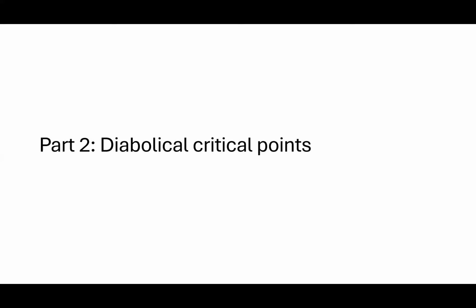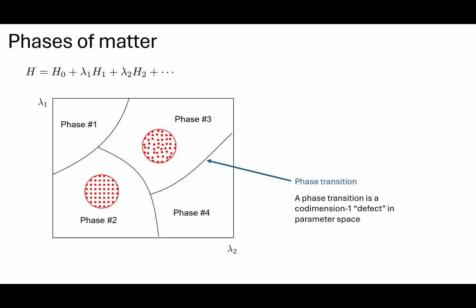Okay, let me talk about diabolical critical points, which was the title of the talk. First, I want to come back to this idea of phase transitions. What I've talked about so far is more like a higher codimension classification of the phases, because I haven't said much about the nature of the singularity between them. When you have two phases, the phase transition between them is also something interesting to study. I mentioned it's a codimension one defect in parameter space, but there are different kinds of phase transitions. You can have first order phase transitions where some local operator changes discontinuously as you cross the phase boundary. Those are more boring kinds of phase transitions.